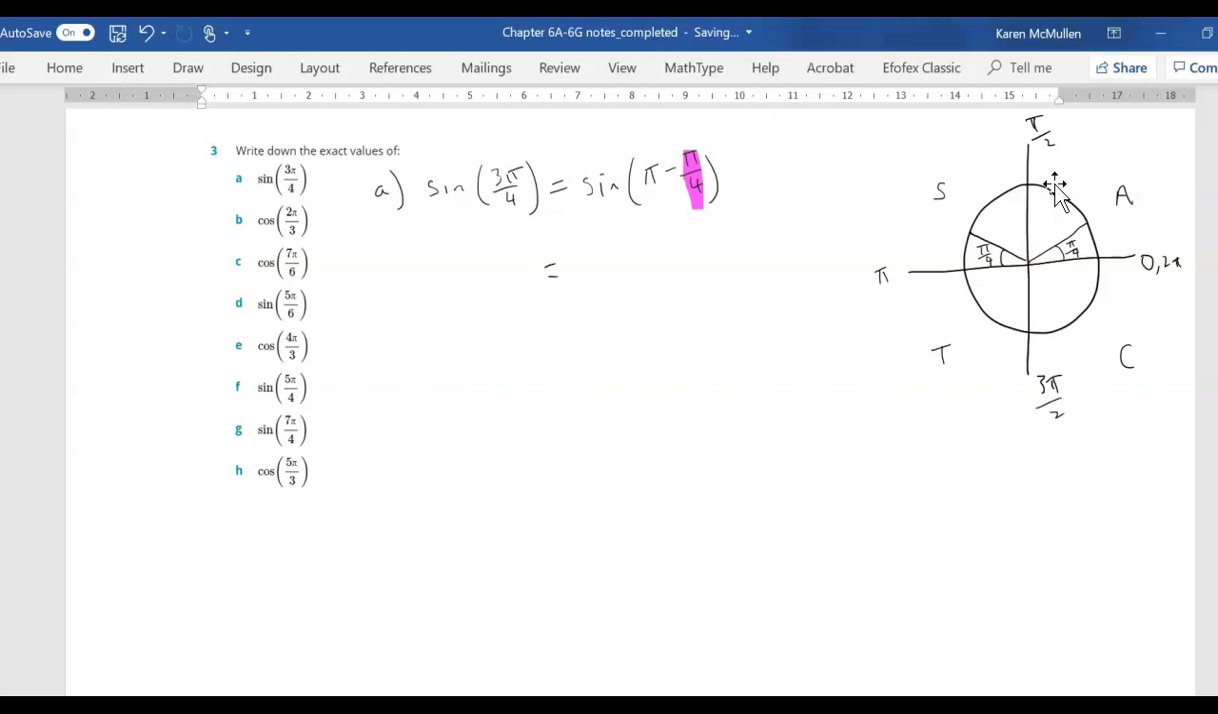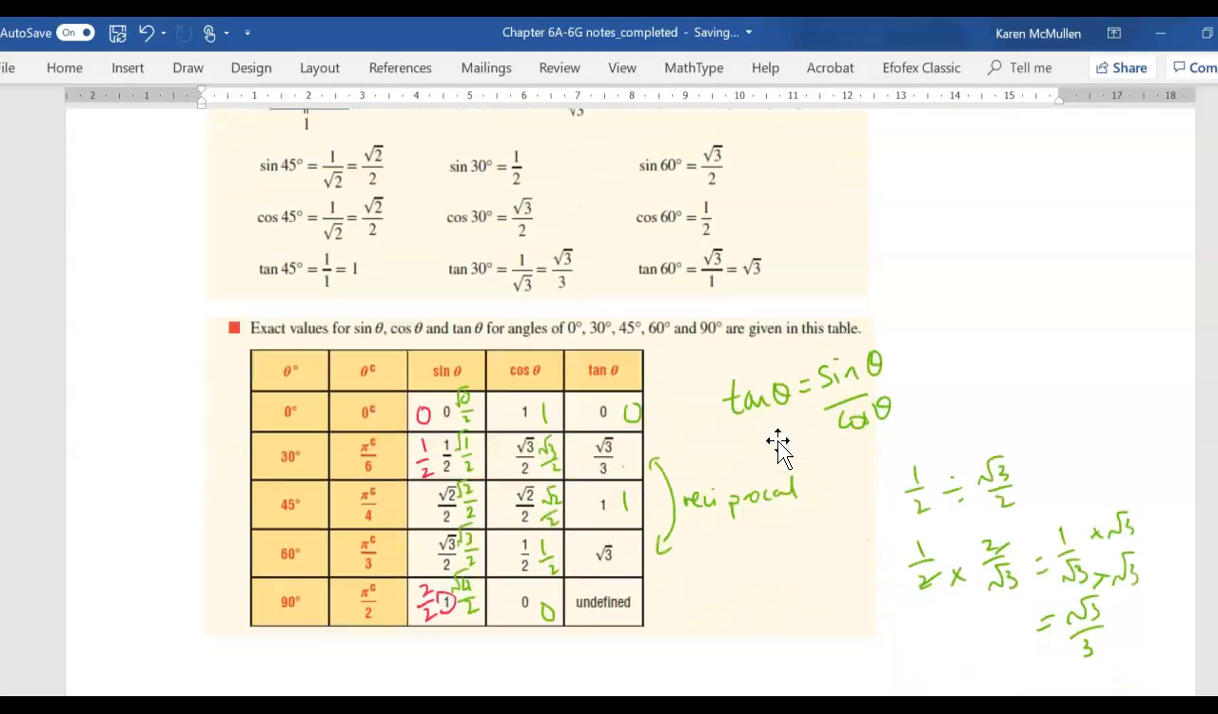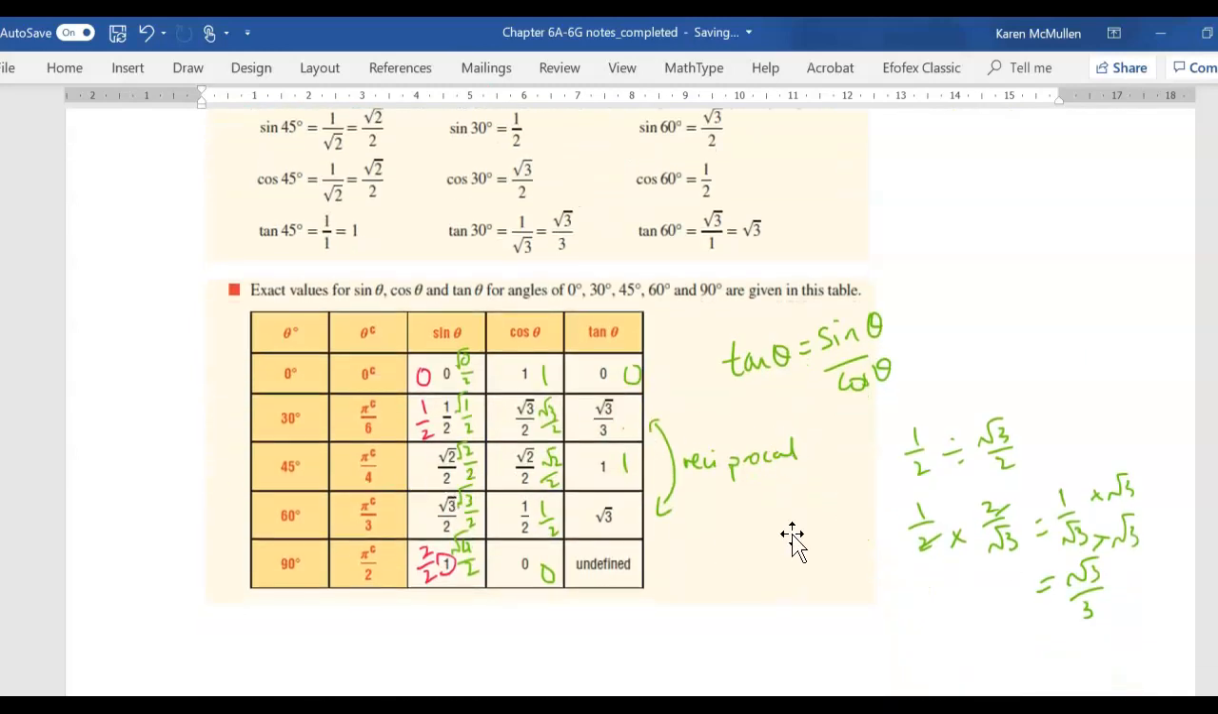Now pi on 4, if you can remember your exact values, fantastic. I think it's √2 on 2, but my memory is terrible. No, yes it is, √2 on 2.